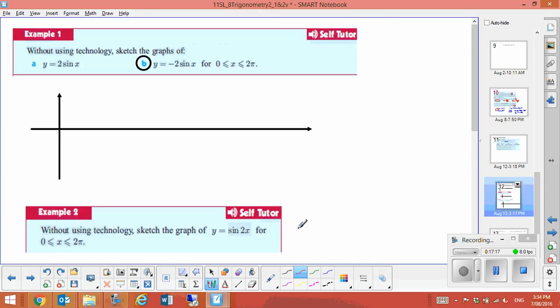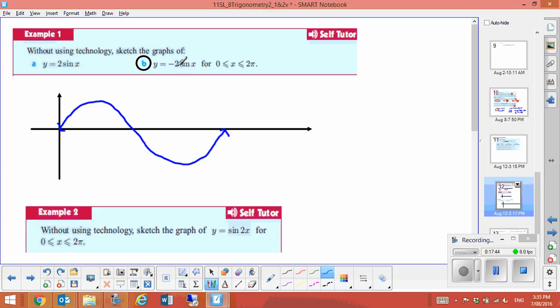So if we just quickly do this one, and then we'll look at the other ones in class. We want to graph this without using technology. We want a graph of minus 2 sine x from 0 to 2 pi. Whenever I do this, I just draw in my curve to start with because I find that easier. So there's my normal sine curve, and obviously it keeps going. So you could put little arrows to say it keeps going.